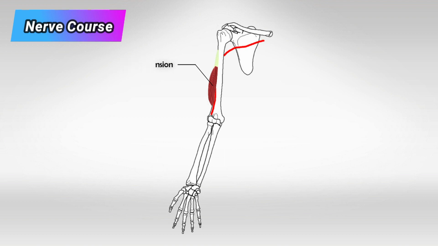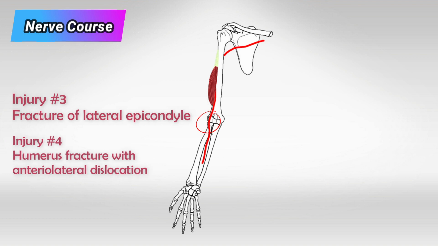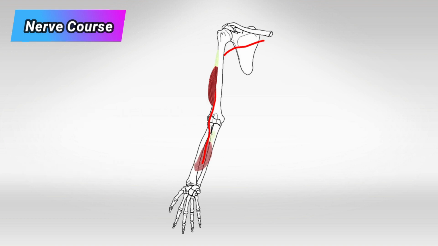And to enter the forearm, the radial nerve travels anteriorly to the lateral epicondyle. So, a fractured lateral epicondyle can damage the radial nerve, or a distal fracture of the humerus with anterior lateral dislocation can also damage the radial nerve. And then it travels down the forearm, supplying the extensor muscles. And because of this, damage to the radial nerve causes wrist drop.